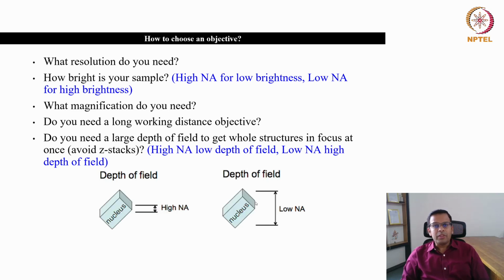In that case, you should go for an objective lens with a low numerical aperture, because the high NA objective has a very small depth of field. If you have to image the entire nucleus, you have to take a Z-stack with a high numerical aperture objective to collect the light from the entire nucleus. But if you go for the low numerical aperture objective, then the depth of field will be high. So maybe the entire nucleus can be seen in a single focal plane, and you do not need to take the Z-stack.